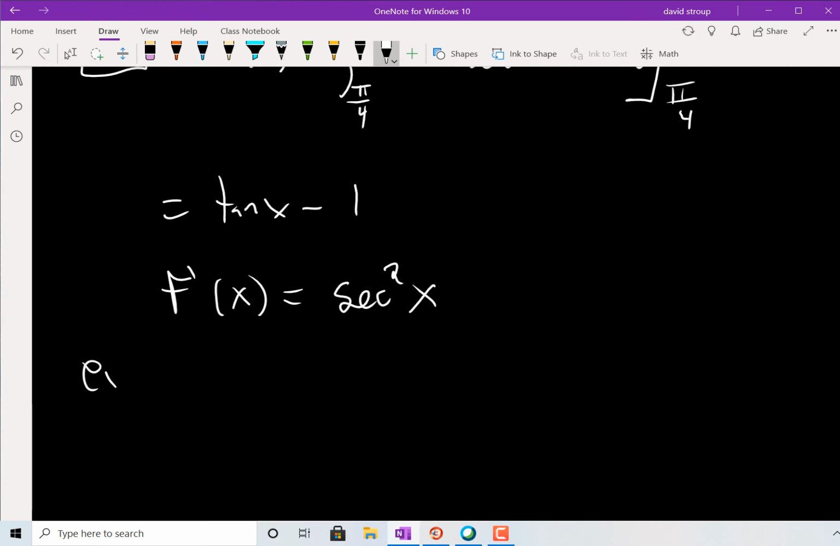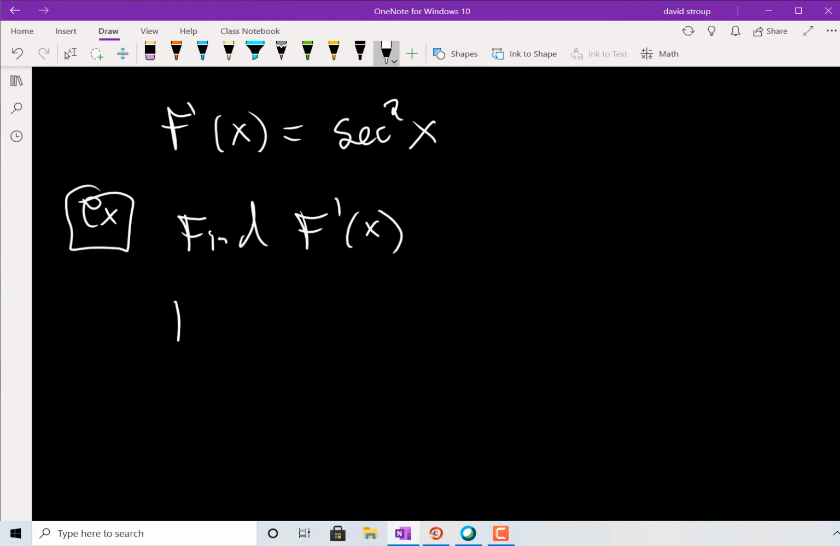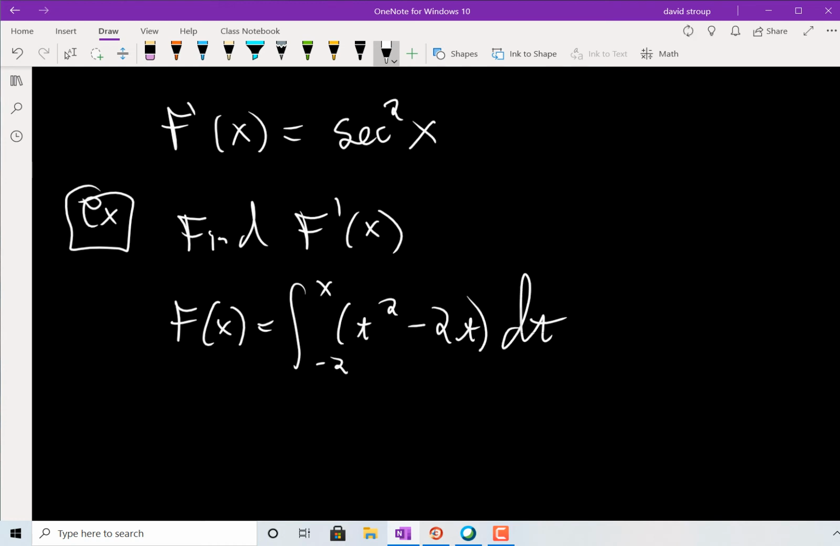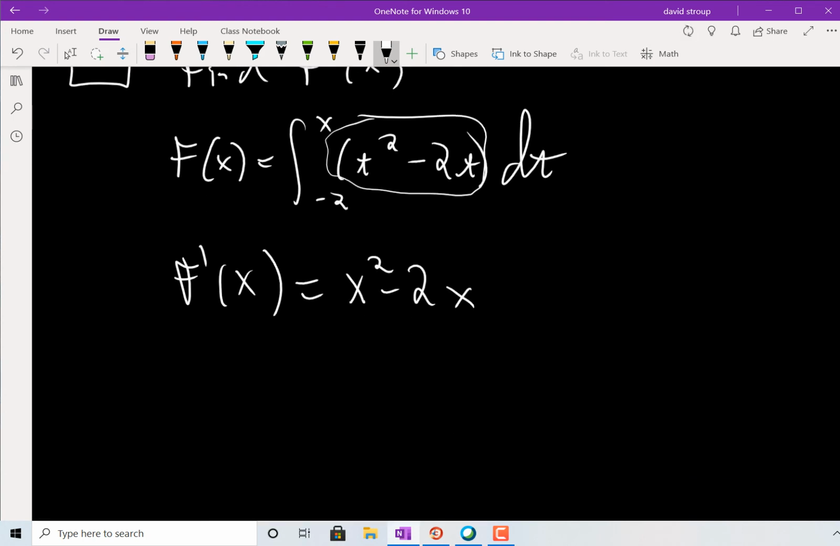So in general, if somebody asks you to find the derivative of a definite integral, so find f prime of x, and you're given that f of x is equal to the integral from -2 to x of t squared minus 2t dt, to find that derivative, basically all you have to do is copy the guts with an x in it. So that would be x squared minus 2x. It's pretty easy. How are they going to make it a little harder on you?